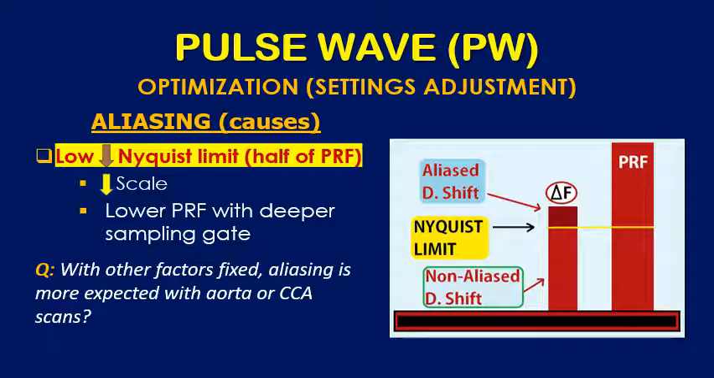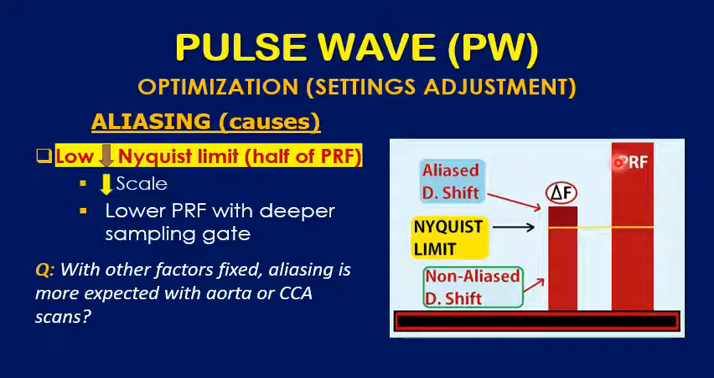The other reason is, what if I have a lower Nyquist limit? Again, I might have reasons to increase the Doppler shift, which I discussed in the previous slide, or reasons I might have a lower PRF. For example, if I'm lowering the scale, not increasing the scale enough, then in this condition I need to increase the scale to avoid the aliasing. So what is the second reason?